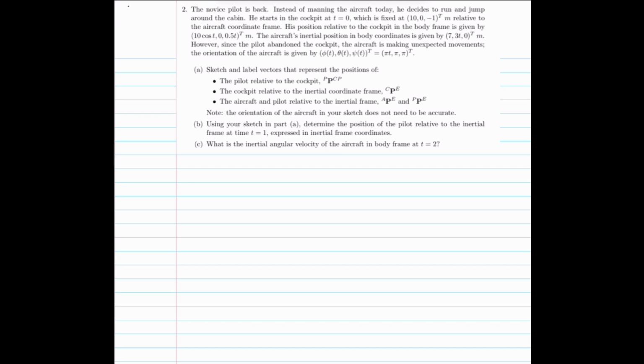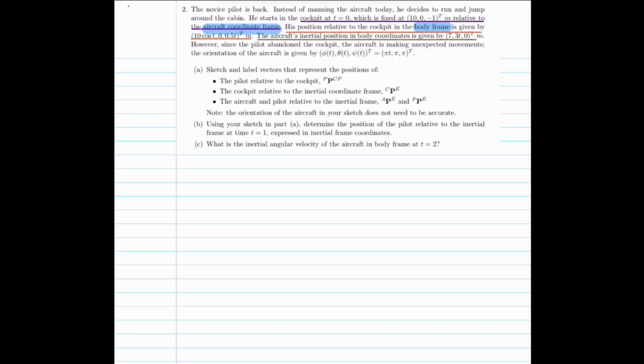Problem number 2. The novice pilot is back. Instead of manning the aircraft today, he decides to run and jump around the cabin. He starts in the cockpit at time equals 0, which is fixed at this location, relative to the aircraft coordinate frame. And his position relative to the cockpit in the body frame is given by this vector, and the aircraft's inertial position in body coordinates is given by this vector.